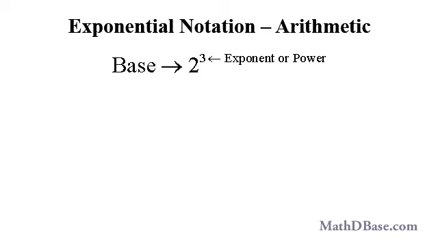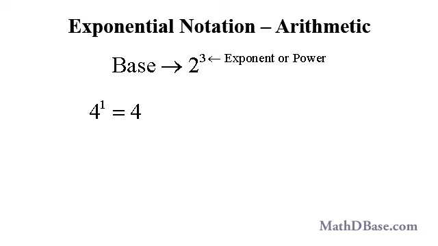In the expression with a 2 and a smaller 3 written slightly above and to the right of it, pronounced 2 cubed or 2 to the third, 2 is the base and 3 is the exponent. In arithmetic, exponential notation is used to represent repeated multiplication of numbers. The base tells you which number to repeat, and the exponent tells you how many times to write it.